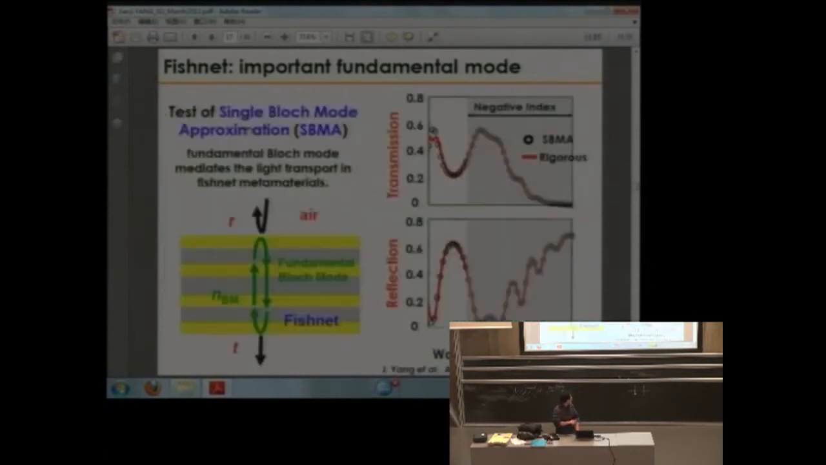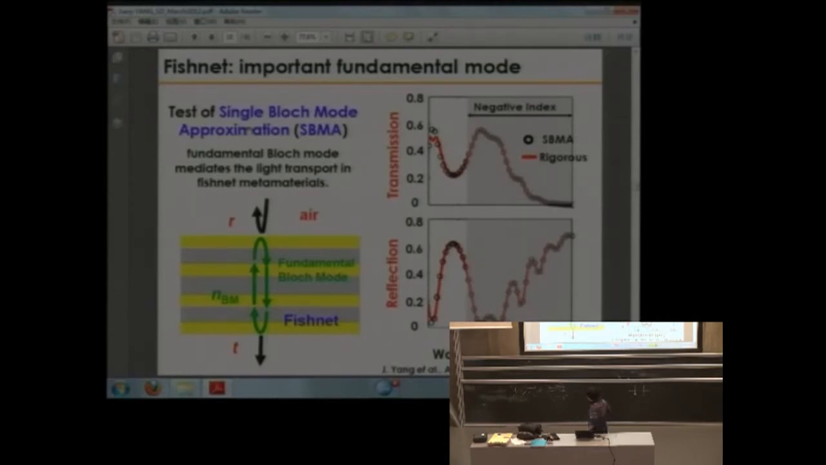This agreement actually inspires us to test the validity of the single block mode approximation for this type of structure. With this approximation, we assume that inside the material only the fundamental block mode transports energy. With this approximation, we calculated the light transmission and the reflection through a few layers of fishnet metamaterial, shown as those two figures. Clearly, this single block mode approximation agrees well with the fully vectorial calculation of the transmission and reflection.